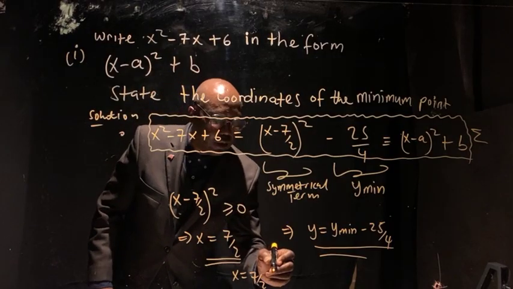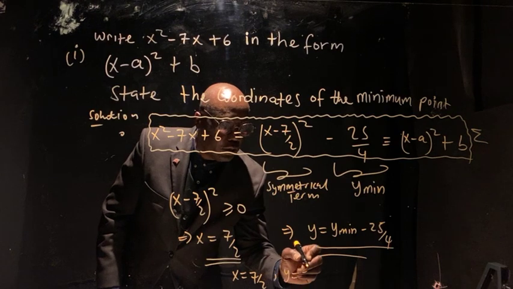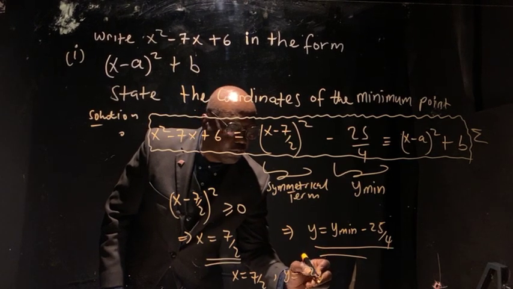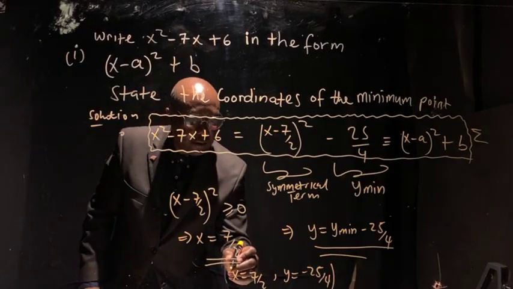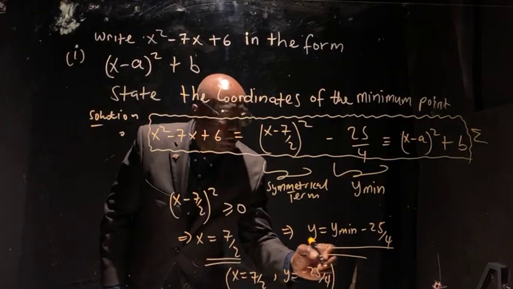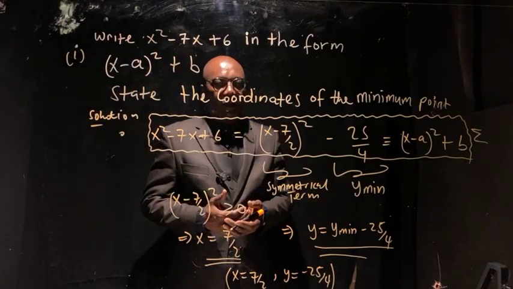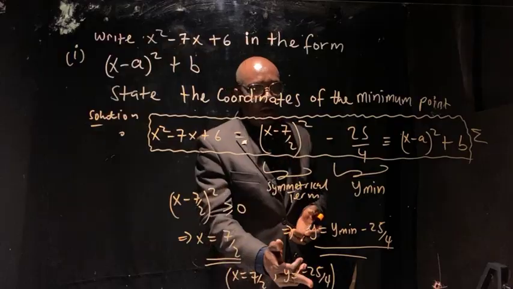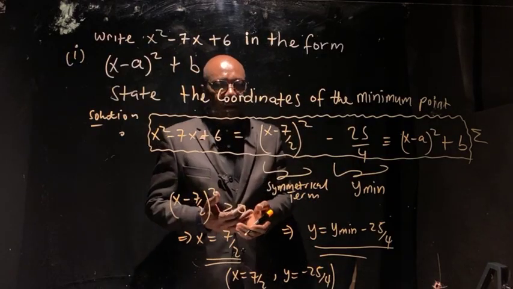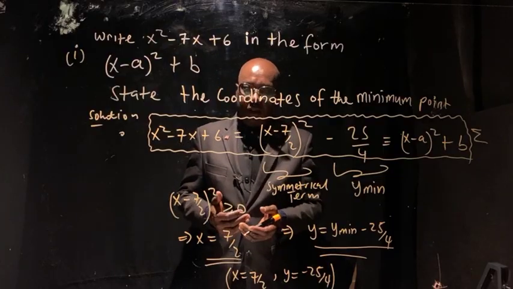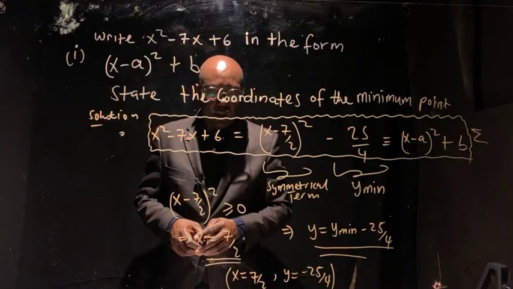Yeah, you can see it. And y equals minus 25 over 4. These are the coordinates of the minimum point, meaning, in other words, these are the coordinates of the turning point. It is the same as the coordinates of the minimum point. Then that part of the question is being dealt with.